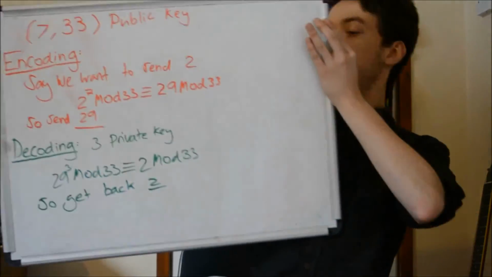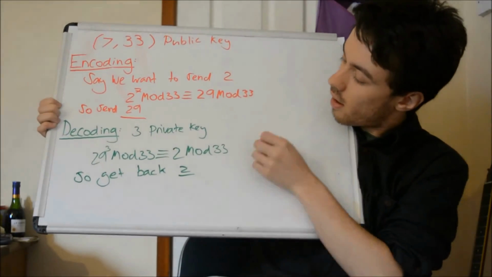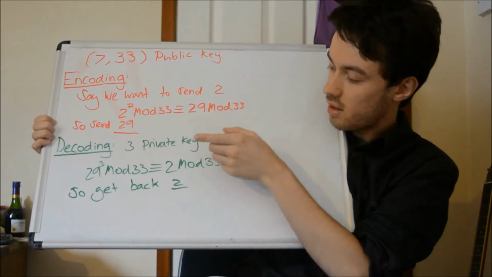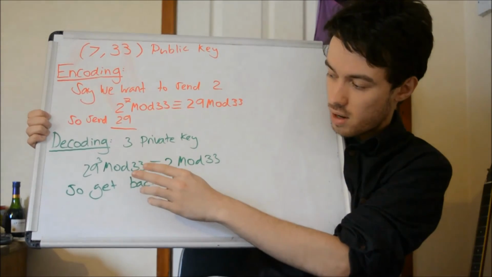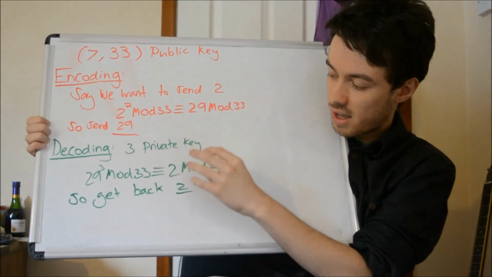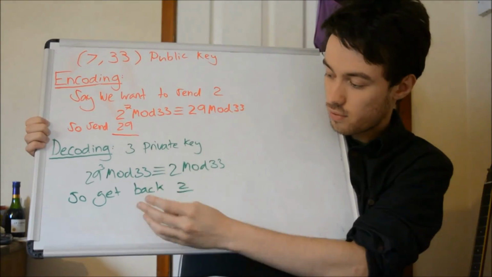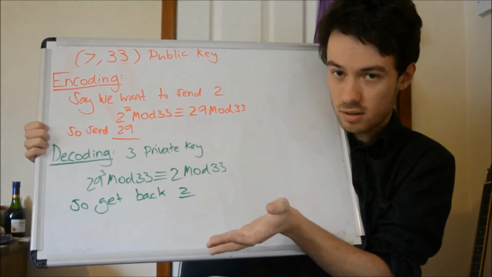So now we come to the decoding, and this is where they use the private key 3. So by putting 29 to the power of 3 mod 33, we then get back out our 2 to begin with, and so we've sent them the message.